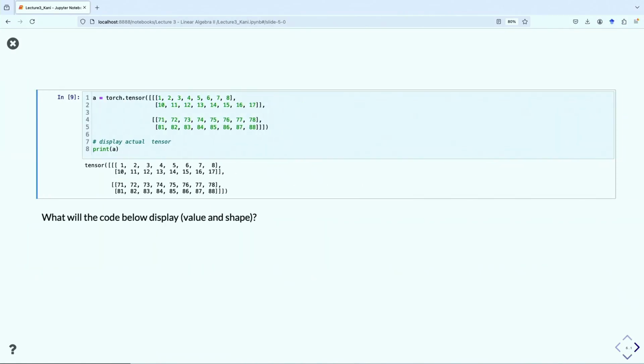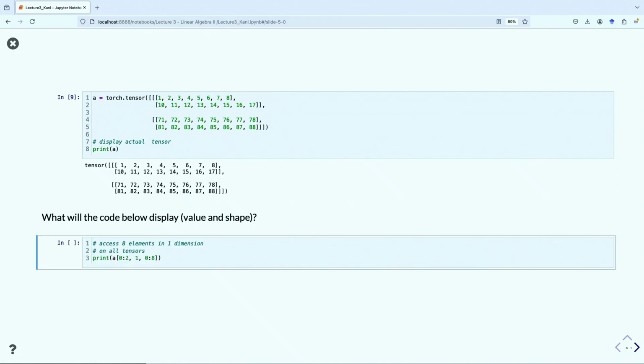You have the same tensor. What will this code below display?